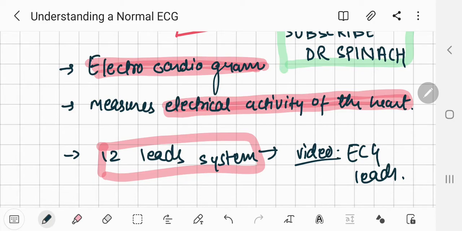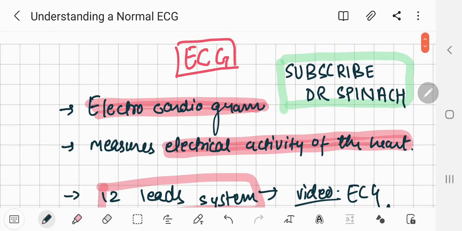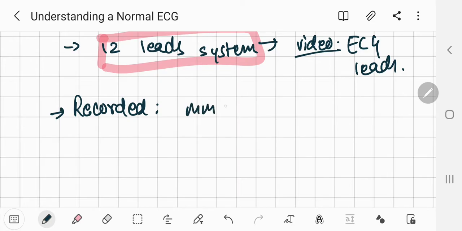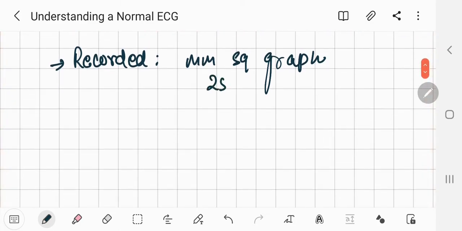Okay, now you have to understand how ECG is recorded. ECG is recorded on a millimeter square graph, as you can see here, at a speed of 25 millimeter per second. Now you might find this a little bit slow, so please take the notes along with me, it will be helpful for you.